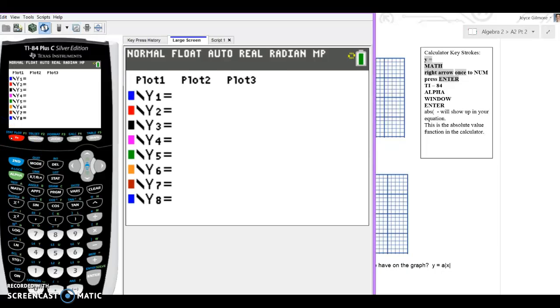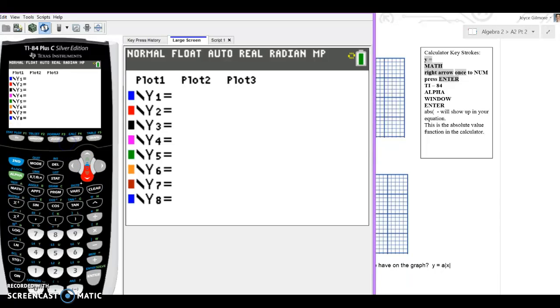Go to your y equals button. We are going to graph the function y equals the absolute value of x. First you need to know how to get into the y equals screen where you actually enter equations. If you see anything in here from previous classes, just clear it all out. If you need to arrow down and press clear, do whatever, make sure that there's nothing in here.